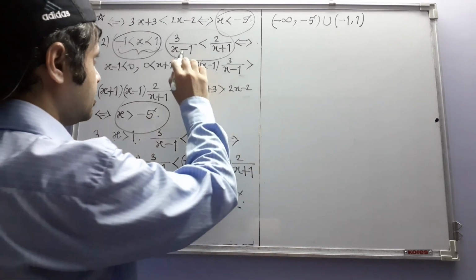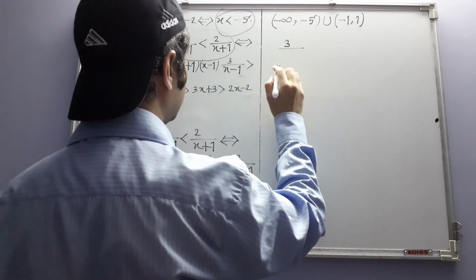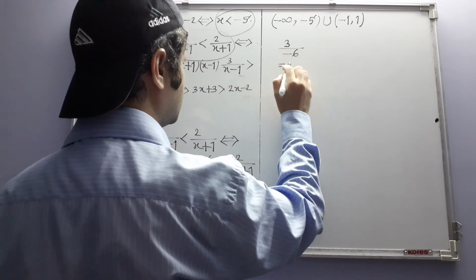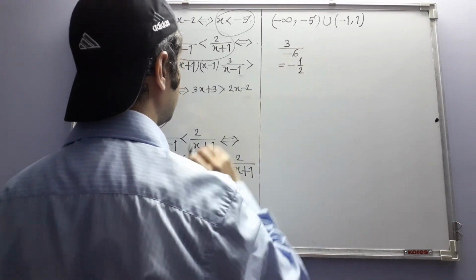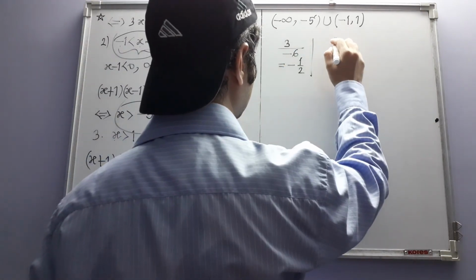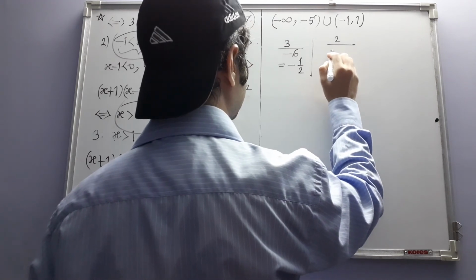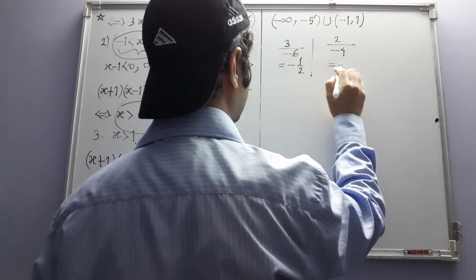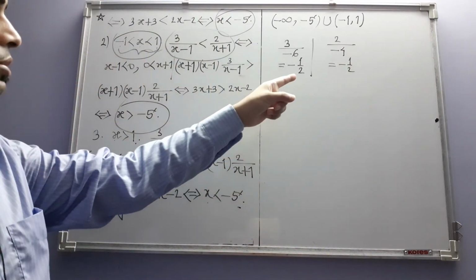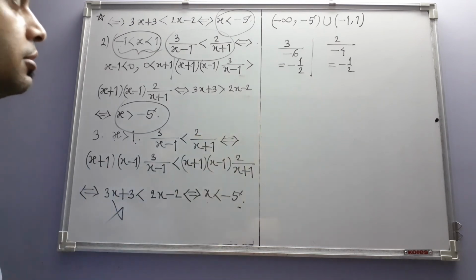If we do that, what will the left hand side be? 3 divided by minus 5 minus 1, which is minus 6. So this is minus 1 upon 2. And the right hand side is 2 divided by minus 5 plus 1, which is minus 4. So this is also minus 1 upon 2. This cannot be strictly less than this one. So minus 5 is not a part of the solution set. Fine.